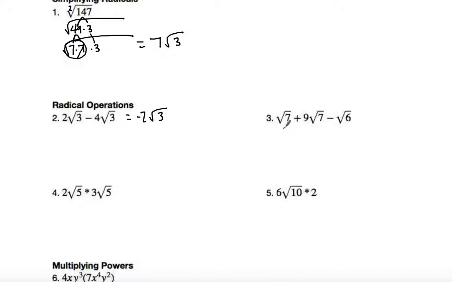On number 3, square root of 7 plus 9 square roots of 7 minus the square root of 6. I can put together the first two because they have square root of 7, but the last one is square root of 6, and I can't put it with the other two. So I'm going to put together what I can. This is 1 square root of 7 plus 9 square roots of 7, which makes 10 square roots of 7. And I can't do anything with that square root of 6, so I'm going to keep the square root of 6.